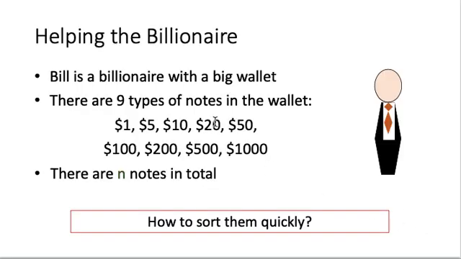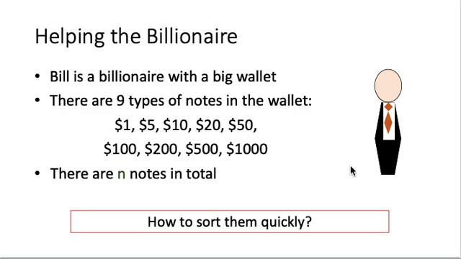Let's start with the helping the billionaire problem. So Bill here is a billionaire and he has a super big wallet. Inside his wallet, there are banknotes of one of the following 9 types. So there could be $1 notes, $5 notes, $10 notes, and so on and so forth, up to $1,000 notes. So all these notes could be there. And the wallet is so big that there are n notes in total.